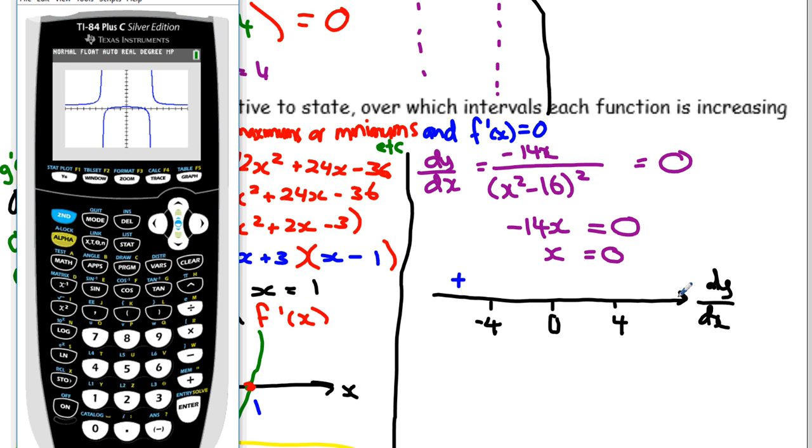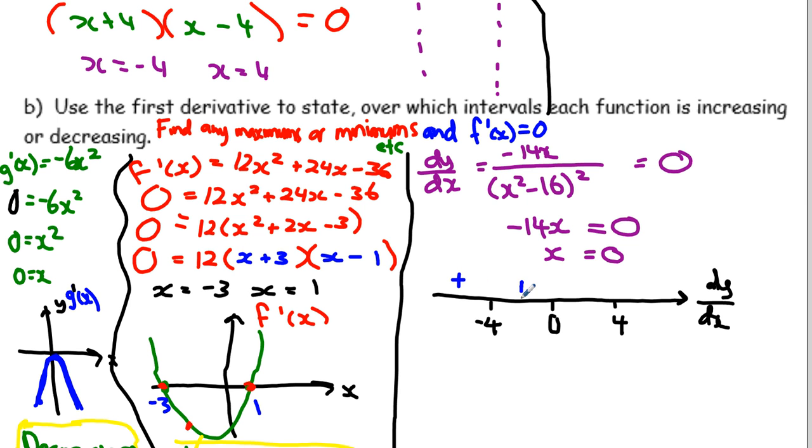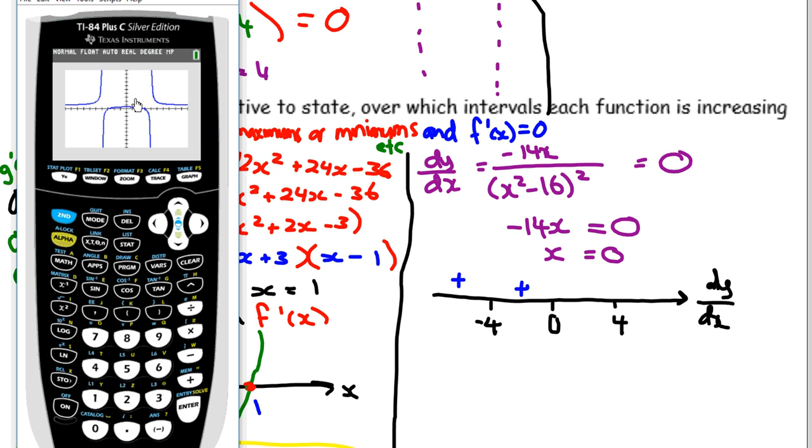Katie, from negative 4 to 0, is it increasing or decreasing? Increasing, yeah, so positive still. Grace, from 0 to 4, is the original function increasing or decreasing? Decreasing, yeah, it's going down. So negative gradient from 0 to 4.